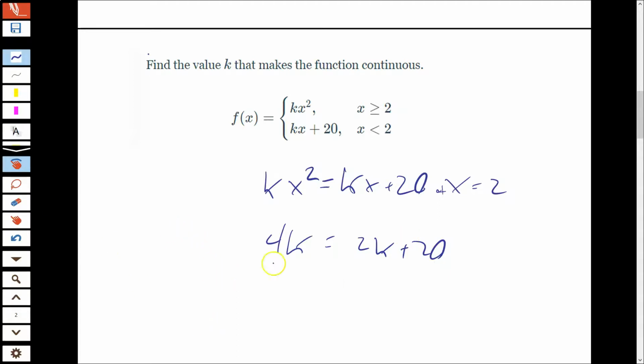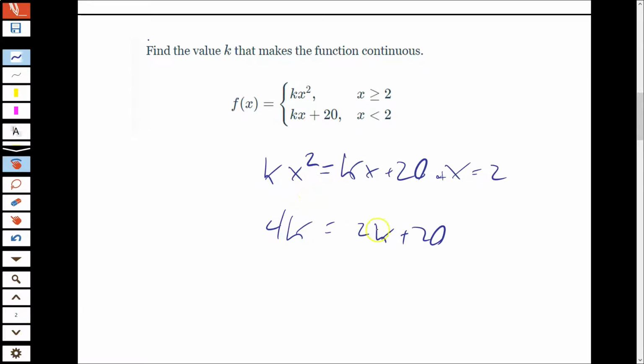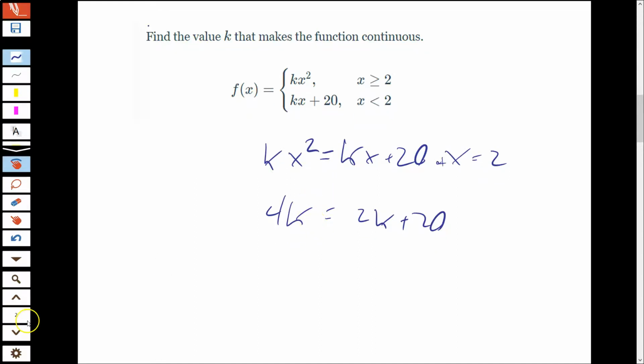I'm not going to solve the whole thing. Just make sure you're plugging into the x and not the k. But notice we have a multi-step equation with k's on both sides, so that makes our math a little bit harder. And here's where you start needing to pay attention a little bit.